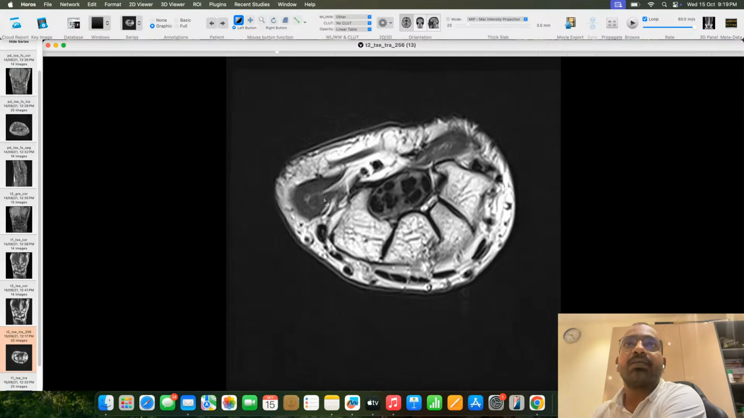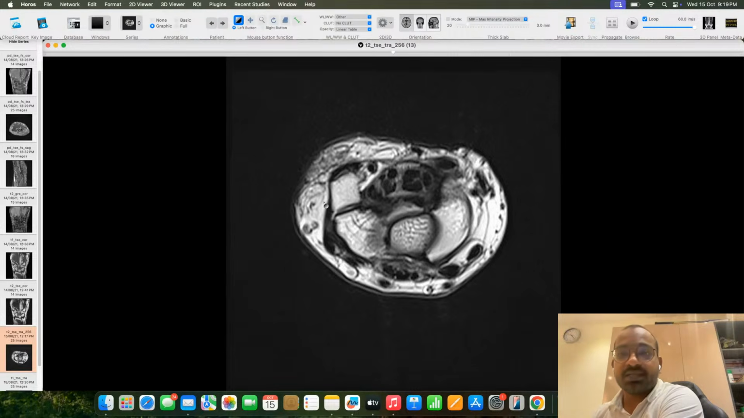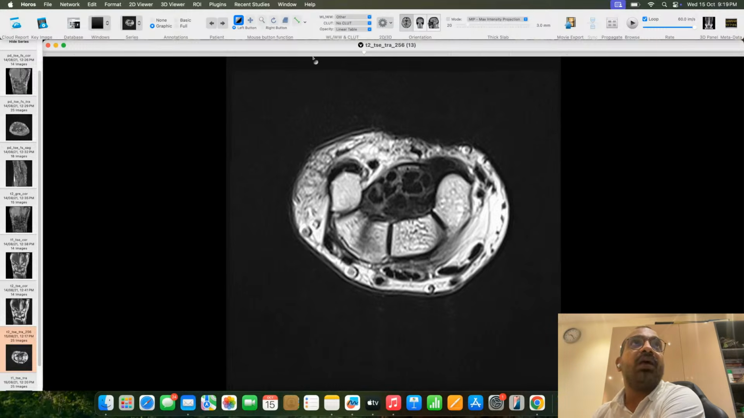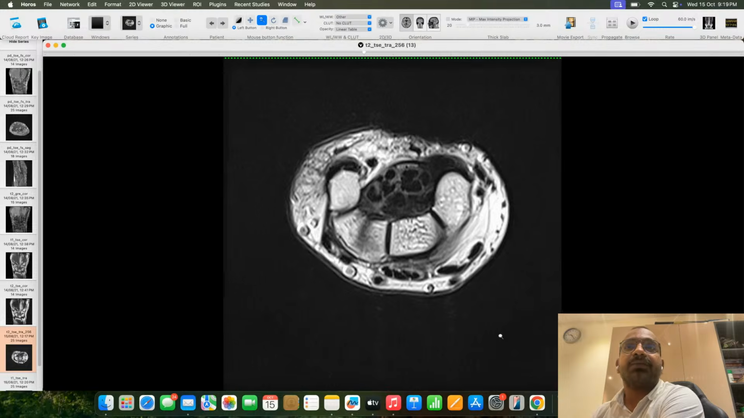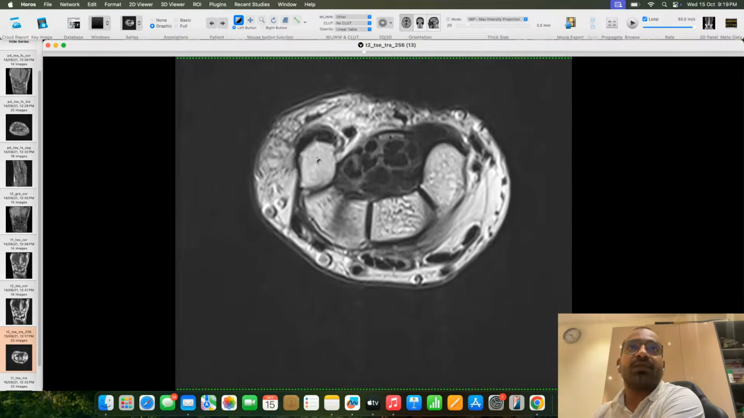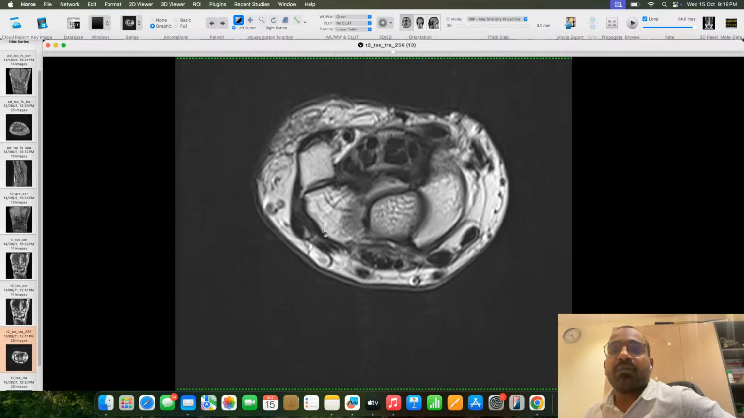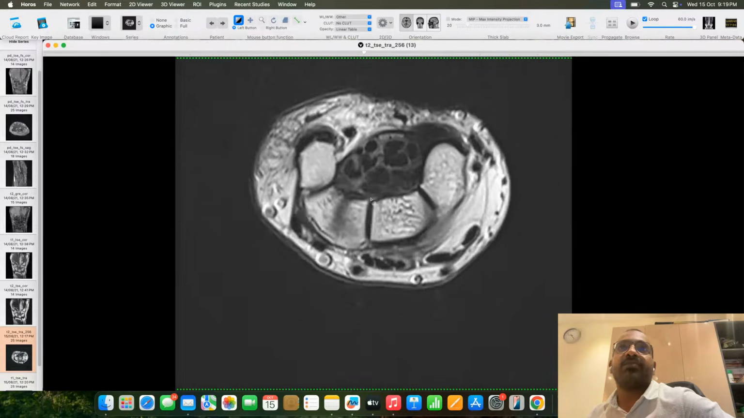As I told you, this is a case of carpal tunnel syndrome. We are looking at what are all the features we need to see on an MRI. What are the features of carpal tunnel syndrome on an MRI or any imaging? There is usually palmar bowing of the flexor retinaculum. If you see here, this is the flexor retinaculum which is bowing to the palmar aspect.